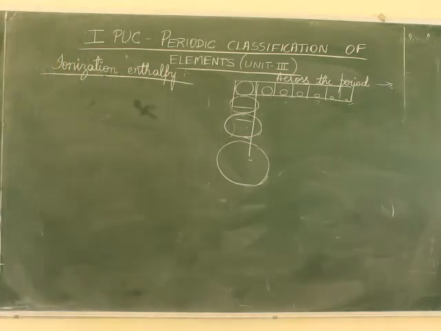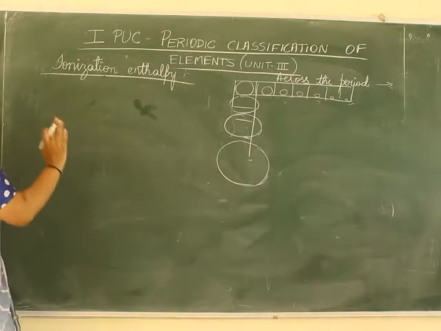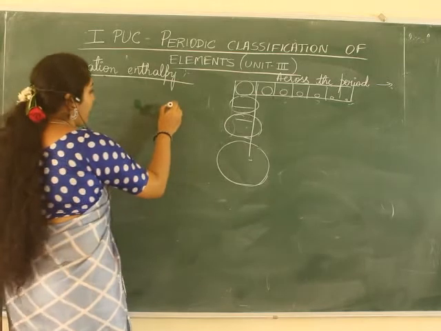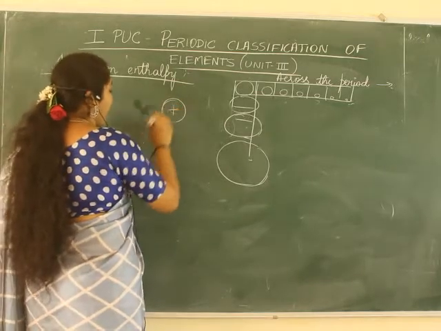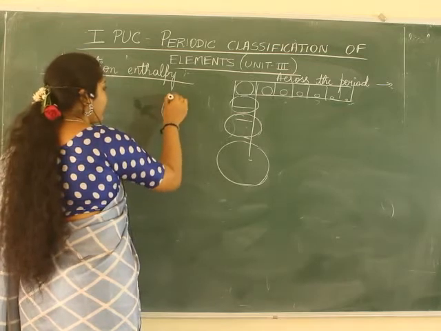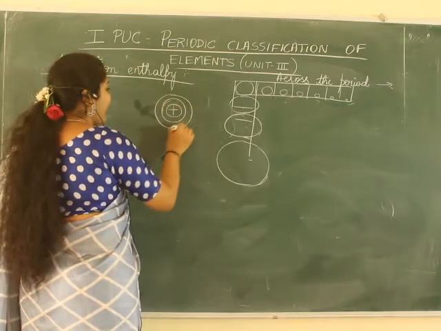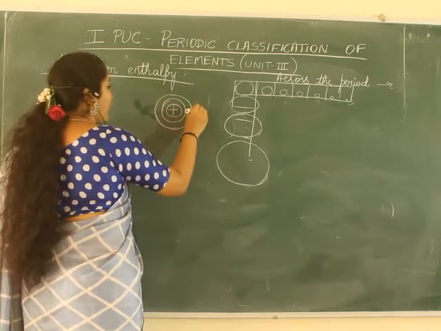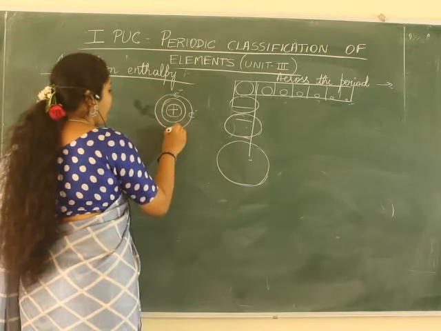How we can define ionization enthalpy is the energy required to remove an electron. Now say we have an atom with a positive charge at the center, which is the nucleus. So it has different shells. We have outermost electrons this way.